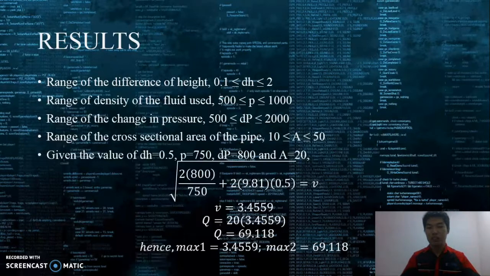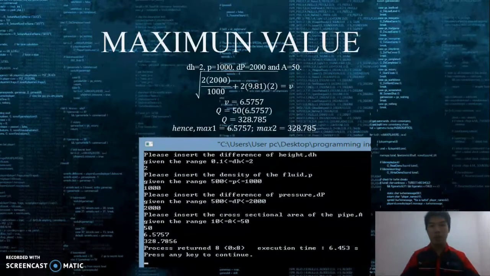So we substitute it inside. It can come up with the velocity is 3.4559, and then the volume flow rate will be 69.118. So here comes the maximum 1 and maximum 2 value. Okay. So next is the maximum value. That means we need to take the maximum value in that range, combine all of that, and then put it inside the value.